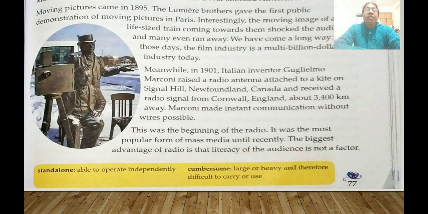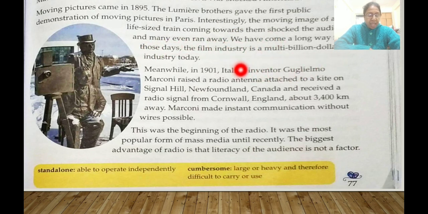Now we come on to the next page. So here we have motion pictures, or moving pictures, which came into being in the year 1895. Who gave the first public demonstration of the moving pictures and where? The Lumiere brothers gave the first demonstration of moving pictures in Paris.